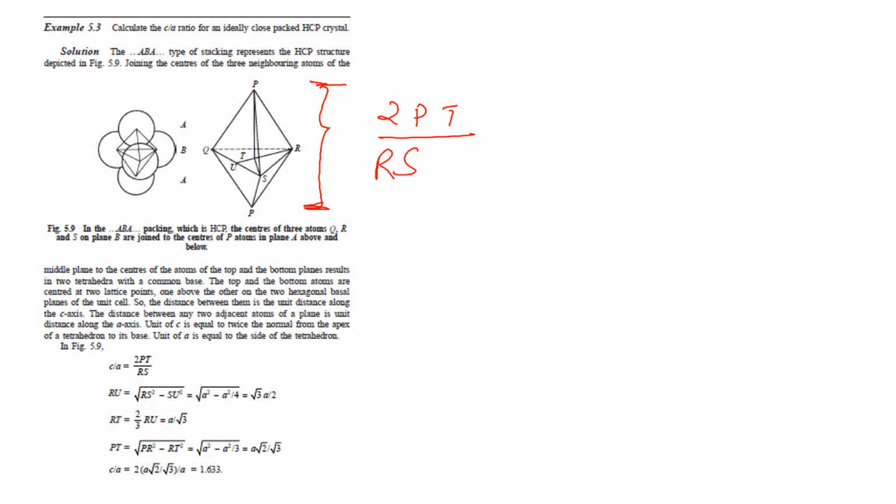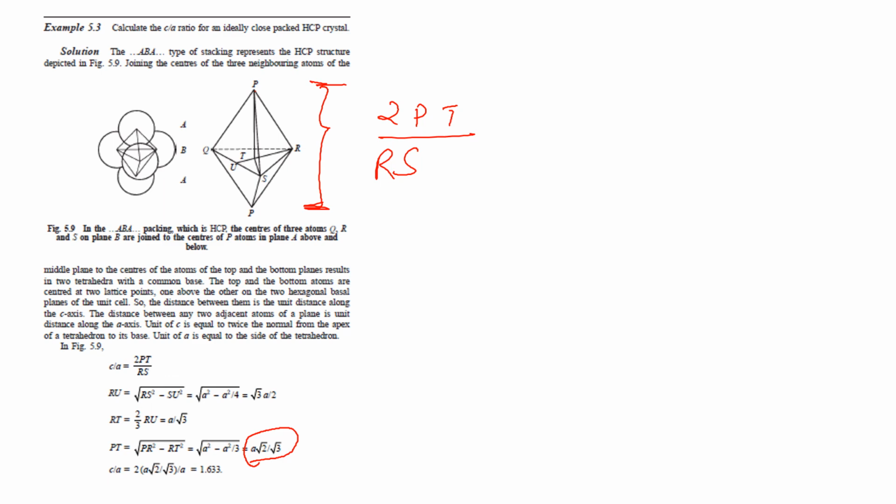Now, how to find PT? We already did this calculation based on the centroid, and the length of PT is already calculated. So we need to get that value of PT. PT is actually the height of one pyramid. So that is equal to root 2 over root 3 times A. We already did this calculation. You can refer to the previous slides. And RS is already A.